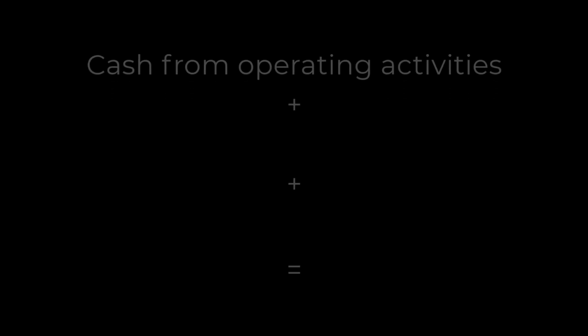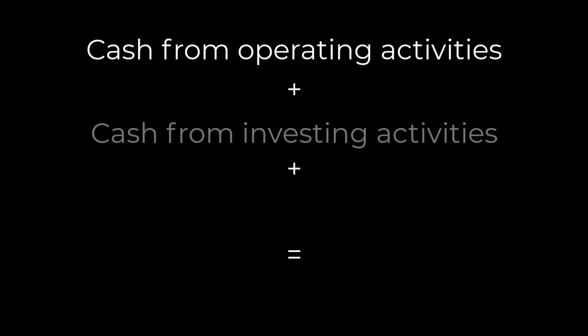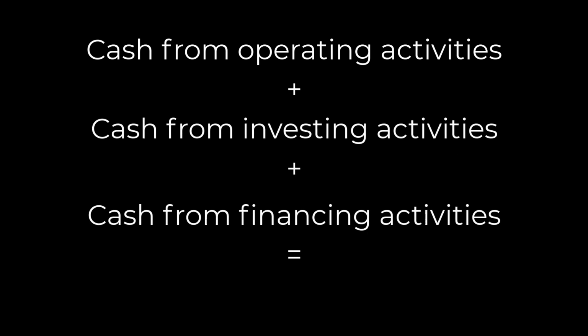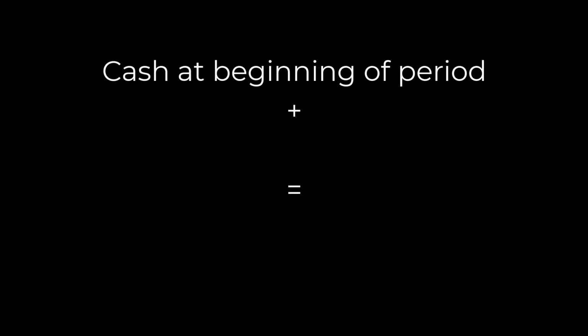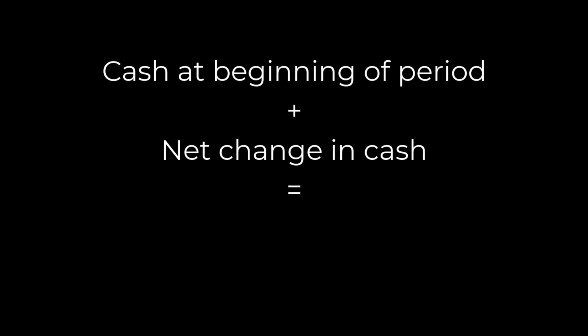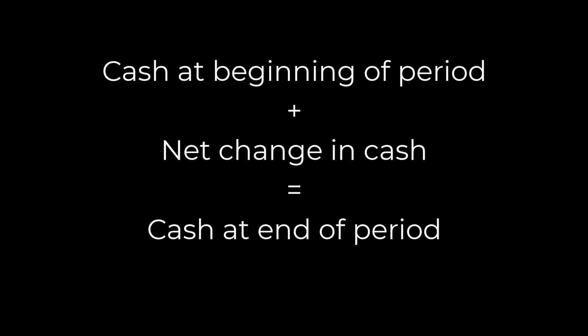When you read a cash flow statement, positive numbers are inflows of cash, and negative numbers are outflows of cash. If we add up the cash from operating activities, investing activities, and financing activities, we get the net change in cash for the period. Next, we have the cash at the beginning of the period. Add the net change in cash for the period to the cash at the beginning of the period, and you get the cash at the end of the period.